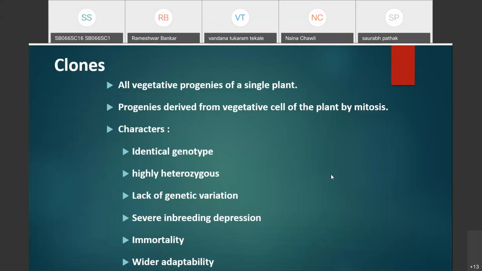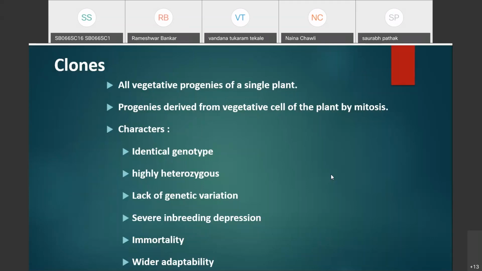That's why all the vegetative progenies of a single plant are referred to as clones, or in other words, we can say these are the progenies derived from the vegetative cells of the plant by mitosis. Generally in seed formation, during sexual reproduction in the flower, meiosis takes place. After which fertilization takes place and the seed formation occurs. But here actually the meiosis does not take place.